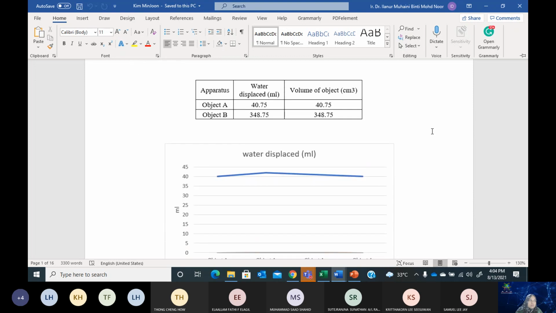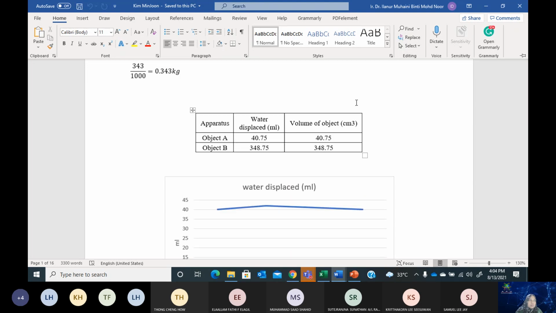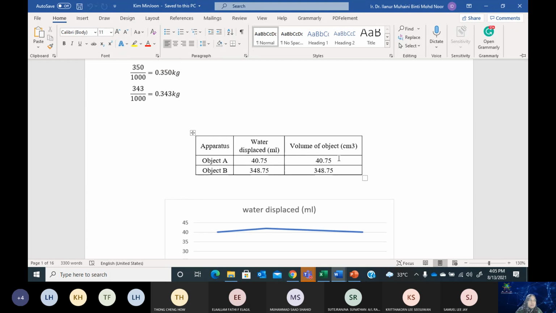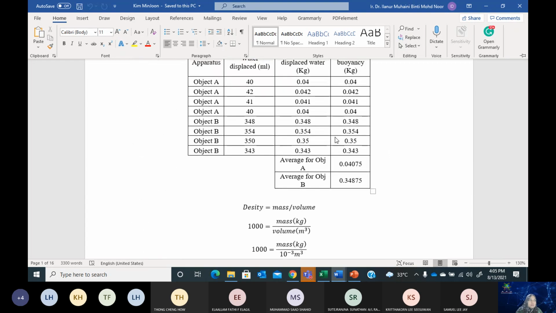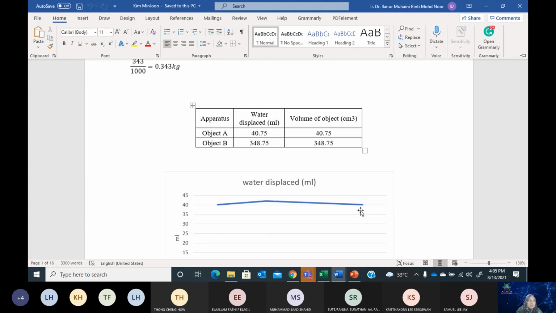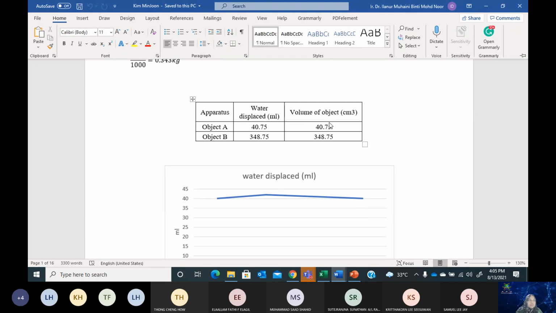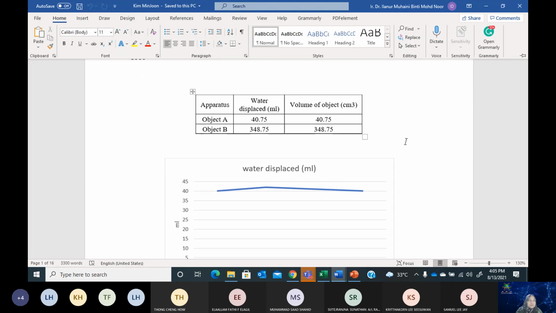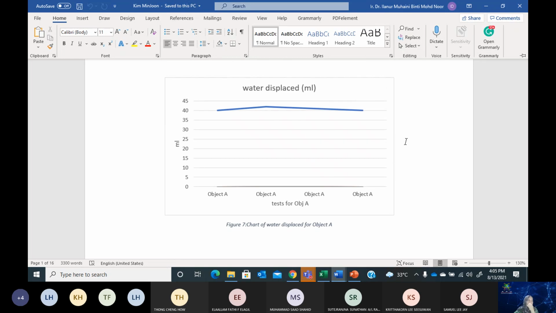So, after object A and object B, water displaces how much? And also volume of object. This one, from all this data, he has an average. Average of the object. So from the average, he calculates these two. After that, he will be having this graph.